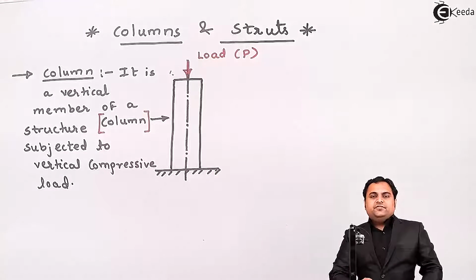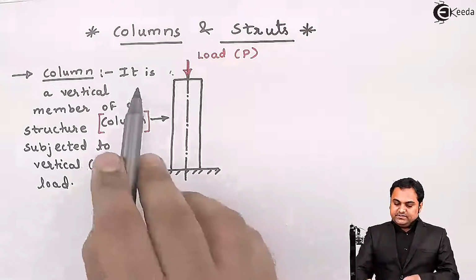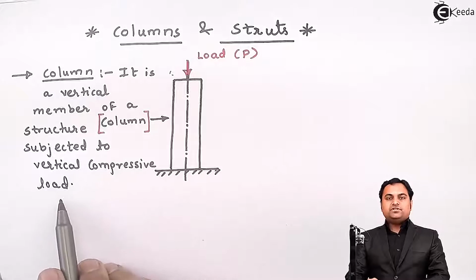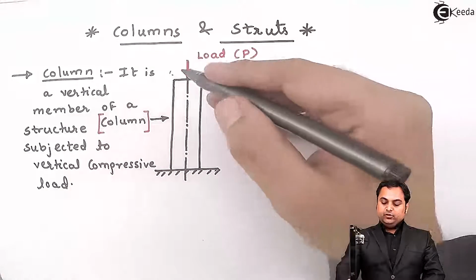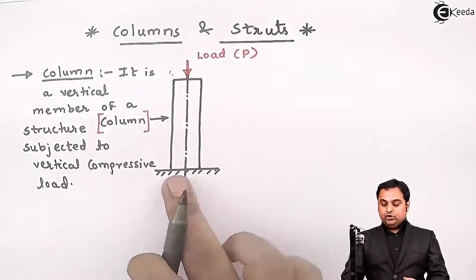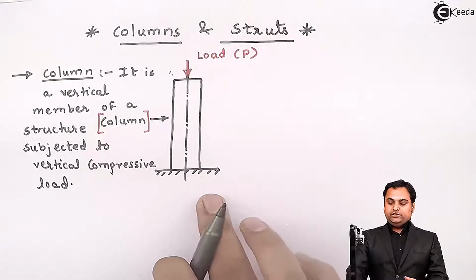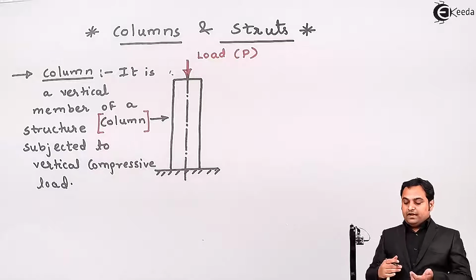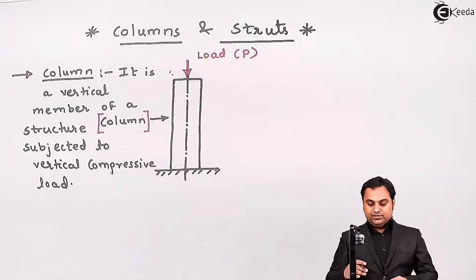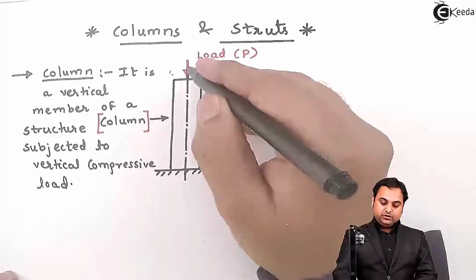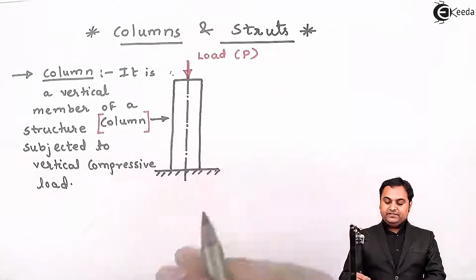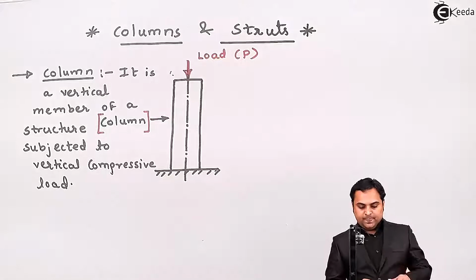So here I have written the definition of column, that it is a vertical member of a structure subjected to vertical compressive load. Here if we see, the load is acting in the downward direction, the column is fixed to the ground at the bottom, so there is compressive load acting on the column. And suppose I am assuming that the load is passing through the axis of the column, and that will result in the compression of this column.